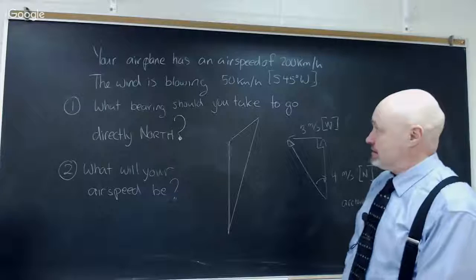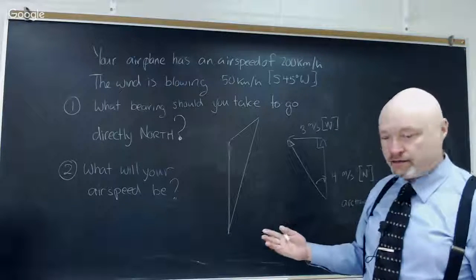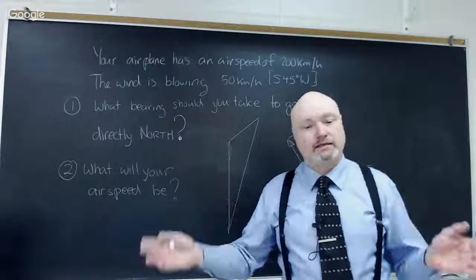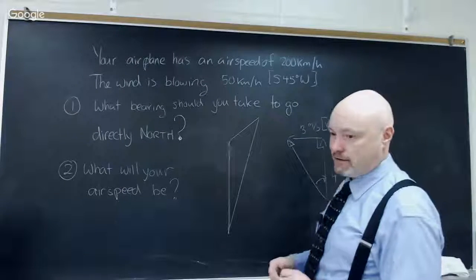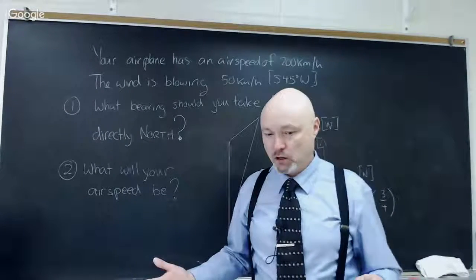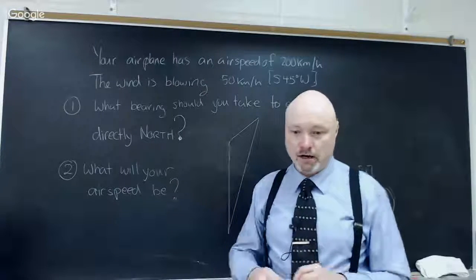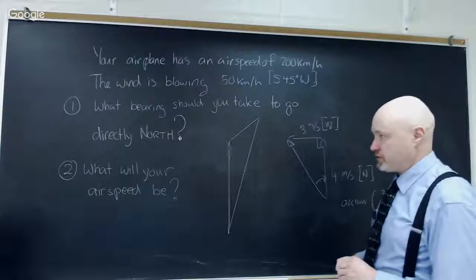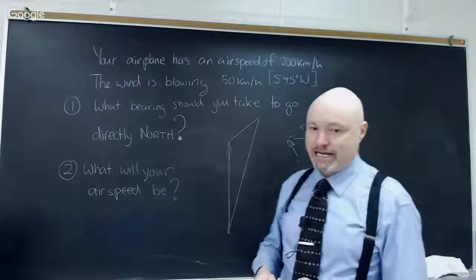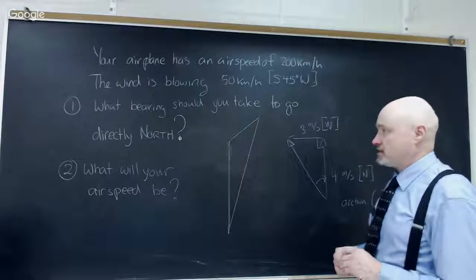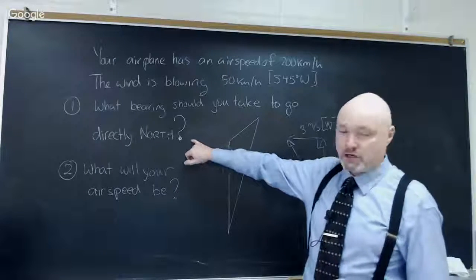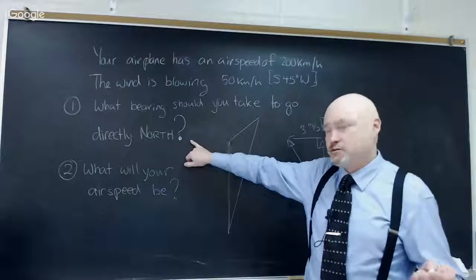Some questions often say it gets blown off course, what's the result? But if you're a pilot, you're not interested in getting blown off course and then trying to figure out where you are. You're a lot more interested in knowing exactly what you have to do to go where you want. So in this case, the resultant vector needs to be the one that goes to the north.